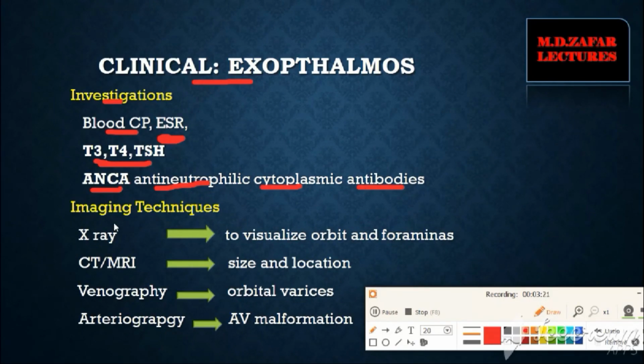Further, we will have some imaging techniques, which include X-ray to visualize the orbit and its foramina, and CT scan or MRI to visualize the size and location of any pathology which is present. In case of orbital varices, if we are suspecting it, we will go for venography, and if we are suspecting AV malformation or AV fistula, then we will go for arteriography.